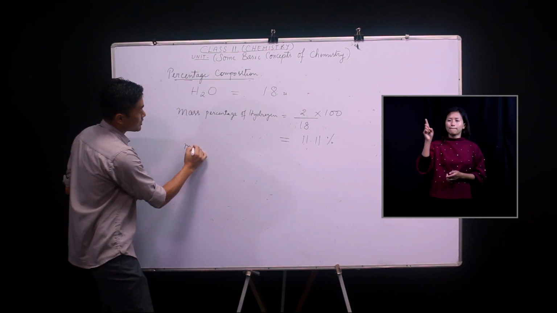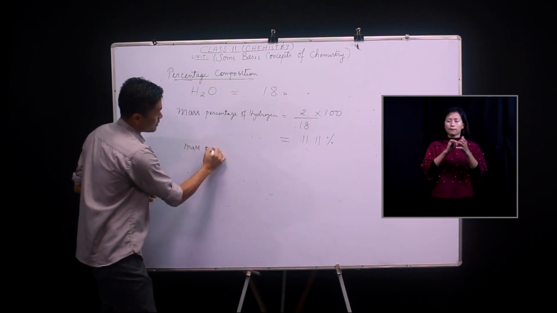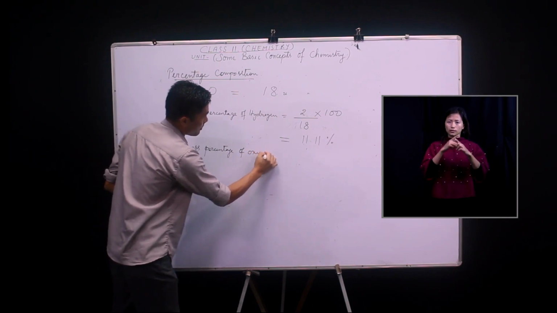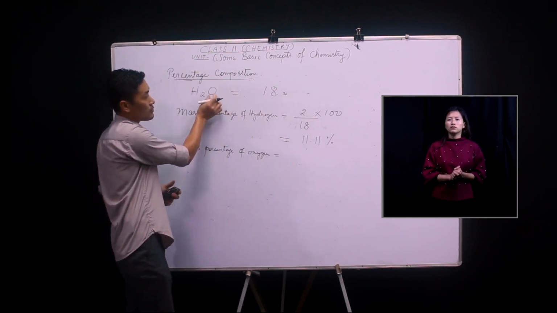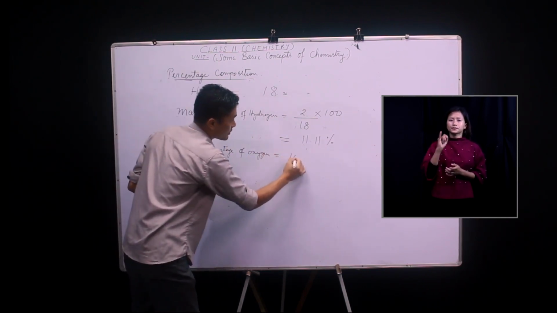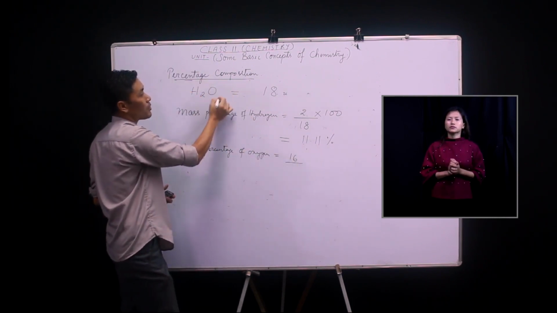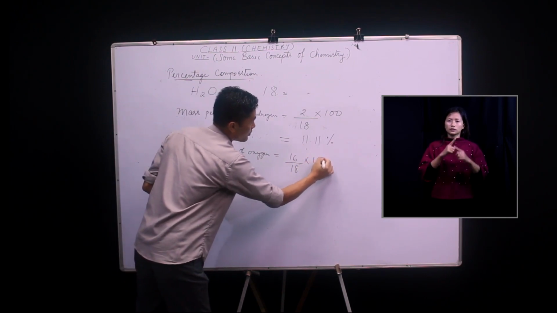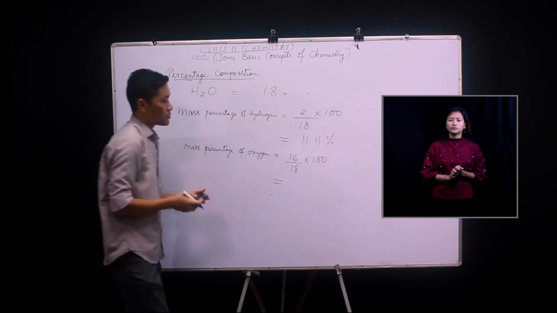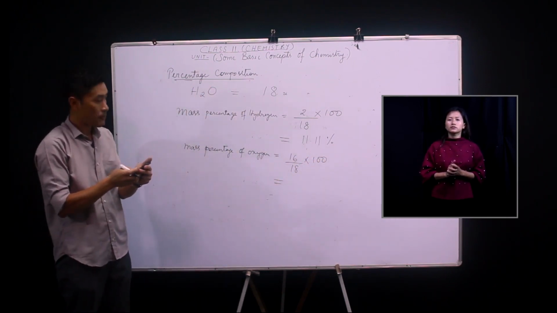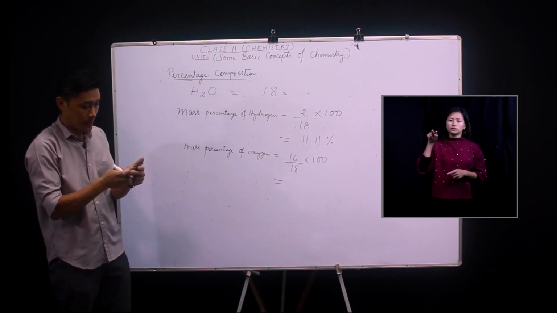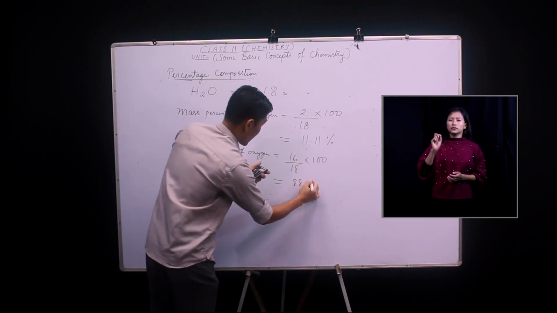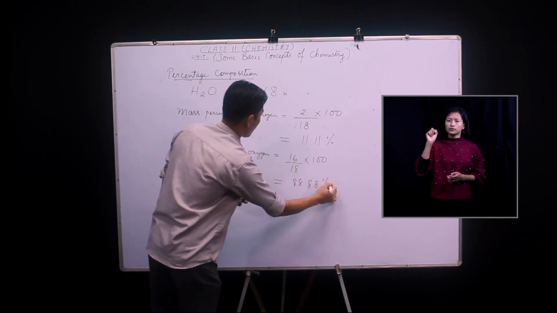Then the mass percentage of oxygen will be equal to the mass of oxygen, which is 16, divided by total mass of the compound, that is the molecular mass of water 18, into 100. So 16 into 100 divided by 18 should give us 88.88%.